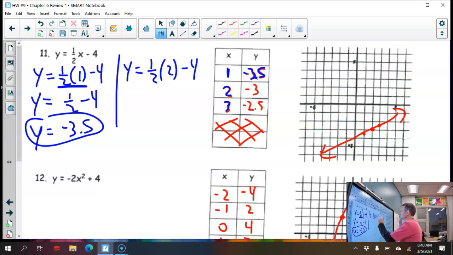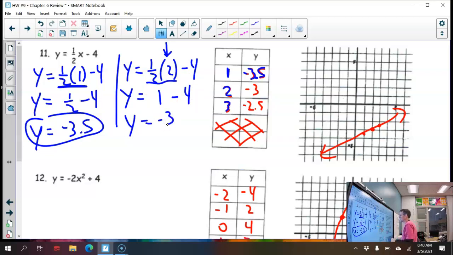And then I put 2 in for x. And I do the arithmetic. 1/2 times 2 is 1. And then 1 minus 4 is negative 3. So when I put 2 in for x, y was negative 3. And I could do 3, and if you need me to do it, email me or come in and ask me. If I put 3 in for x, I would end up with negative 2.5.